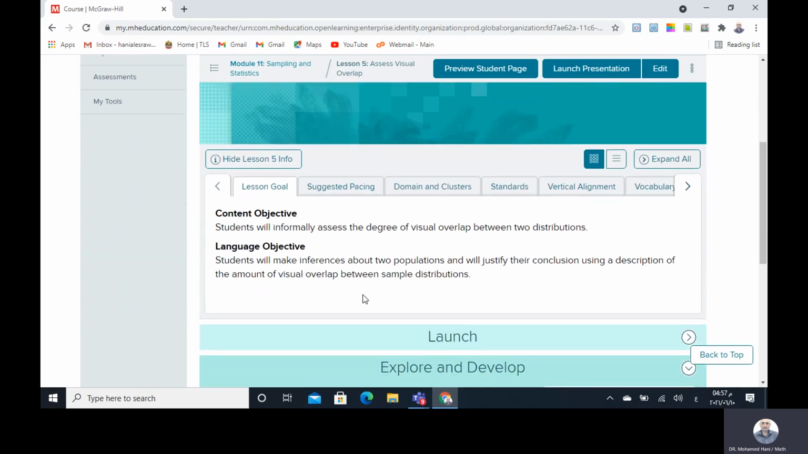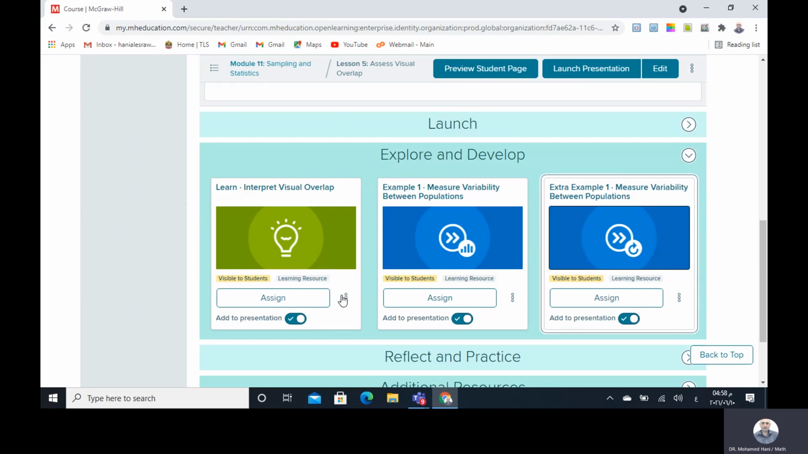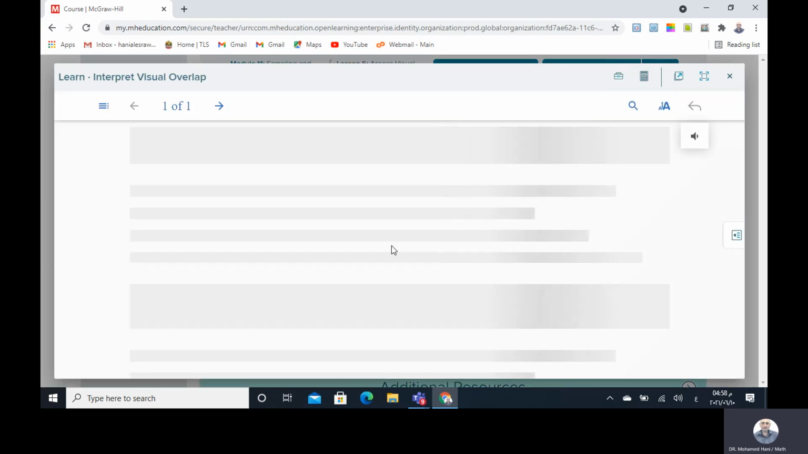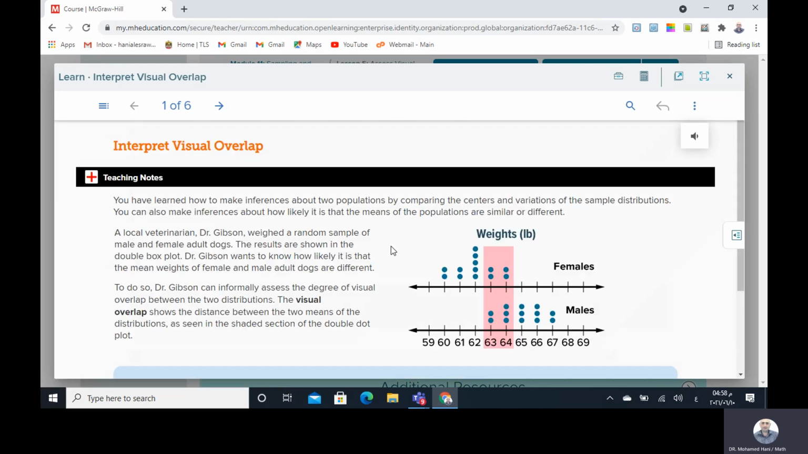In this lesson, we want to learn how to make inferences about two populations and justify our conclusion using a description of the amount of visual overlap between sample distributions. The first idea in this lesson: interpret visual overlap.